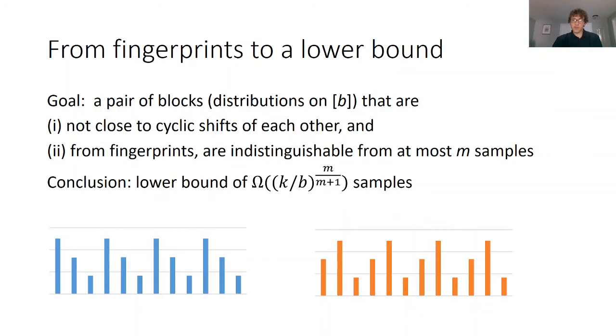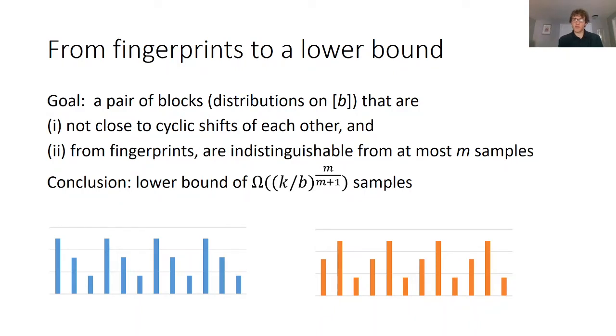So how would we improve this? We'd like to get a pair of blocks that do the same kind of thing. Maybe the blocks will have to be longer. We don't want to have this 1/3, 2/3 business that we saw, so we don't want to see these kinds of shifts of each other. And from fingerprints, we want to make sure that at most m samples don't help in any one block.